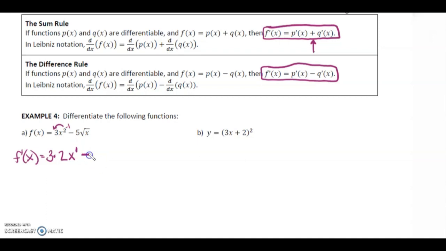And then minus, so I'm going to do minus 5, 5 being the constant, so that's not going to affect the derivative of root x. And I'm going to rewrite root x up here as x to the 1/2, just on the side of the paper so we can do some work. So we can bring that 1/2 down in front of the x, write x, and then subtract 1 from the exponent. 1/2 minus 1 is negative 1/2.